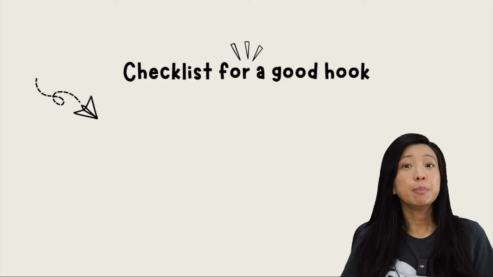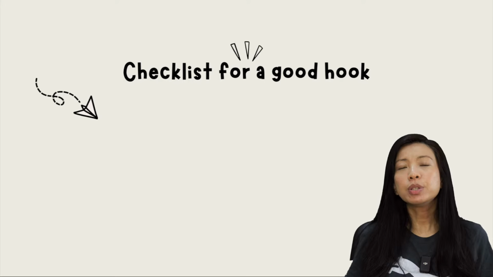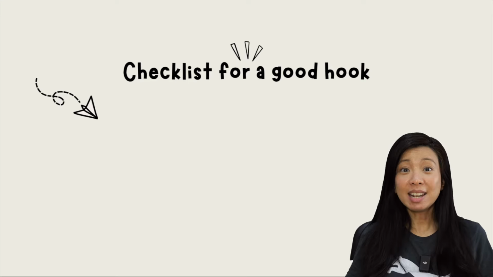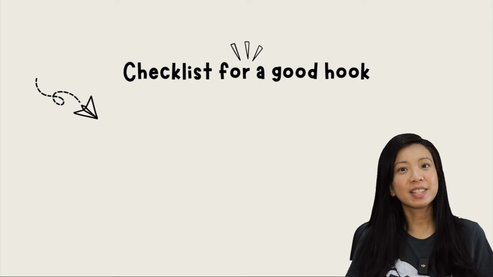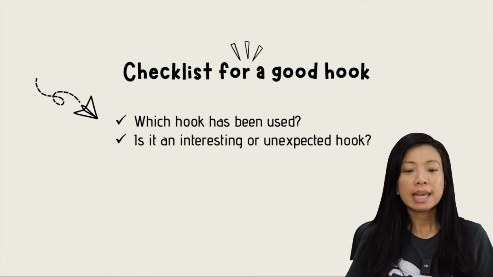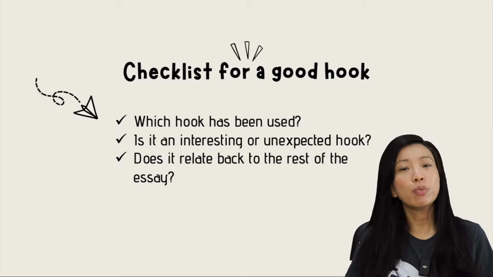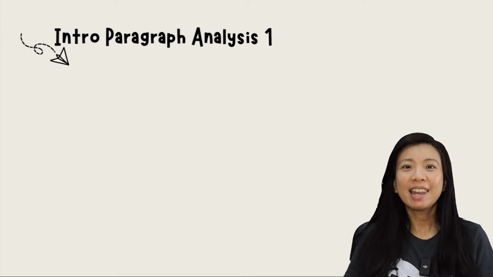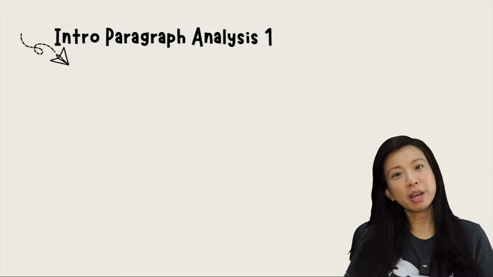So as I mentioned at the beginning of this video, we are going to use a very simple checklist to analyze some introduction paragraphs. So this is the checklist. Which hook has been used? Is it an interesting or unexpected hook? Does it relate back to the rest of the essay? Let's take a look at the first introduction paragraph.